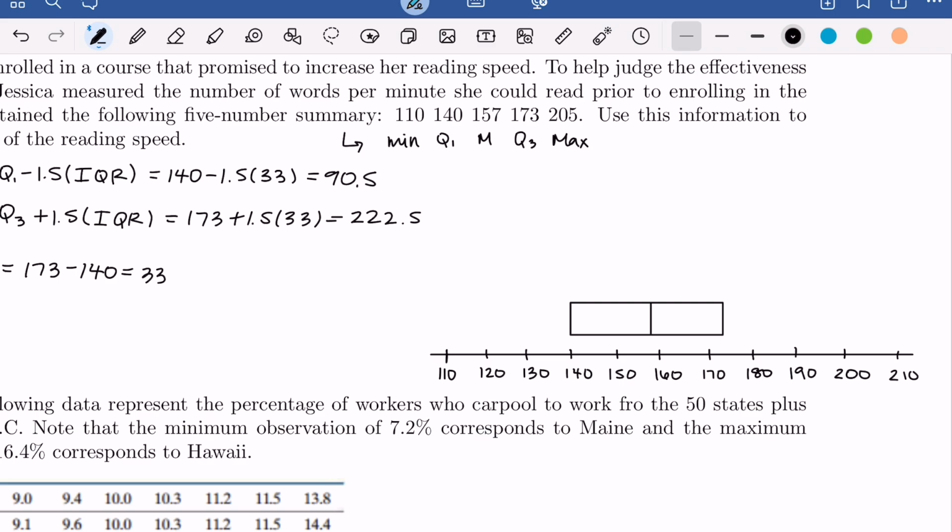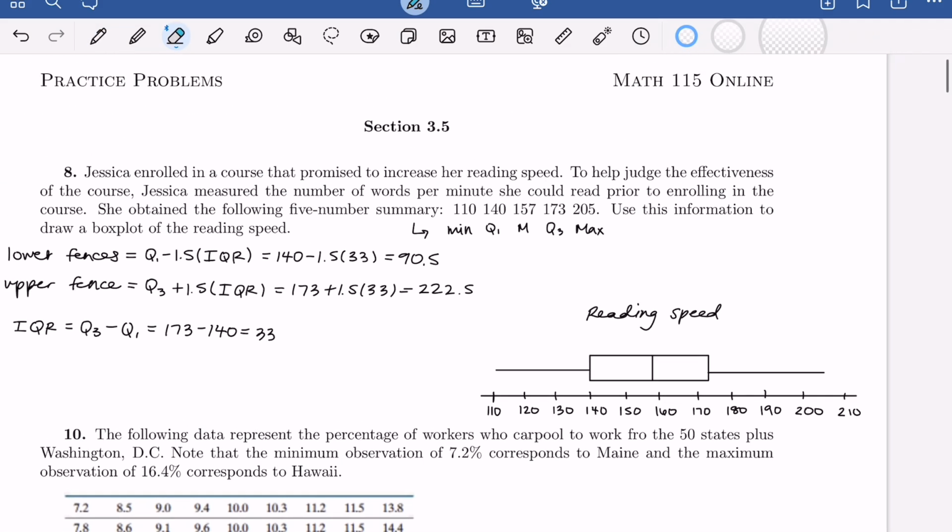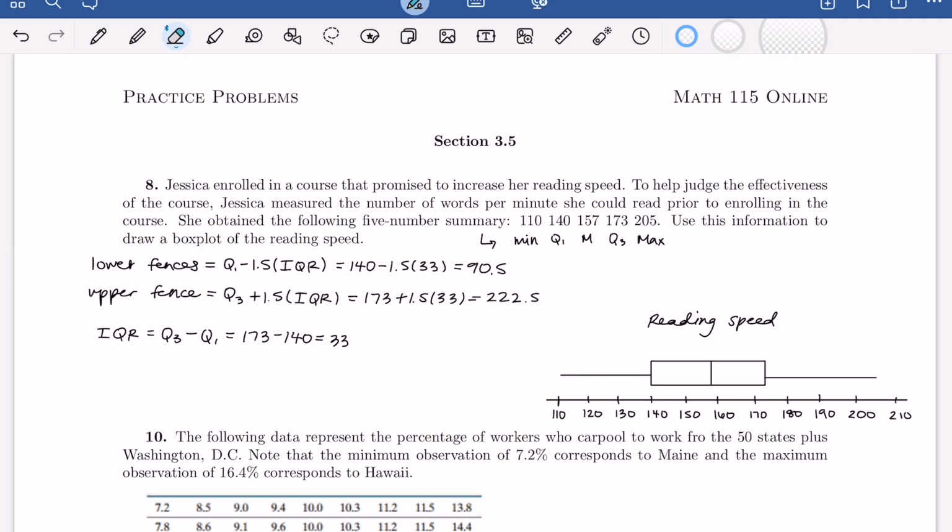And then the last thing that we're going to do is draw horizontal lines coming out of our box all the way up to our maximum value on the right here, so all the way up to about 205. And then also to our minimum value on the left side, so 110 here. These are called the whiskers of our box plot. And then we're going to title this box plot the reading speed, since that's what this data represents. All right, so that's how we would draw a box plot given that information.